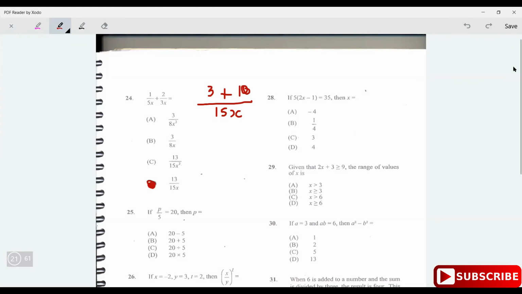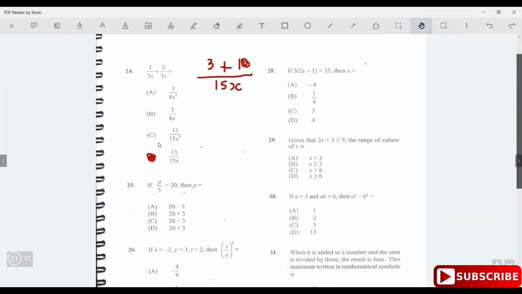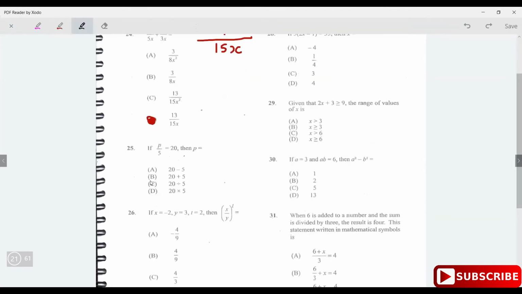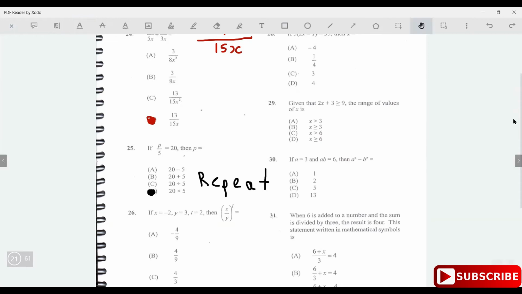Nice. Question 25, this is a repeat question from the last paper we did. We know this was option B, a big repeat question. Easy. Question 26.